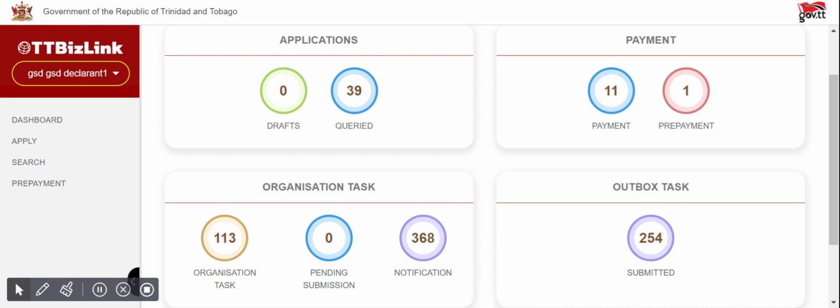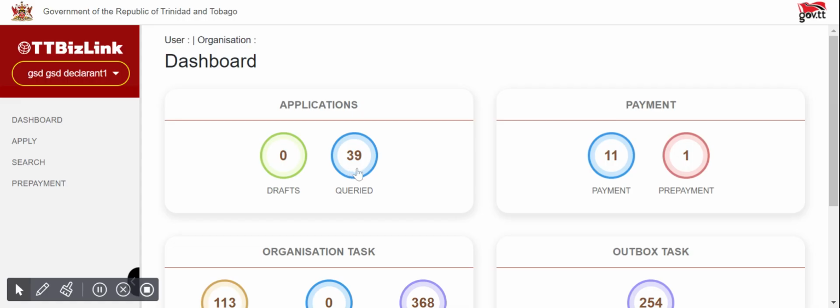e-services. So that includes any e-service on TTBizLink that they would have started an application process and did not submit, including PNL, certificate of origin, work permit. All draft applications can be found here.